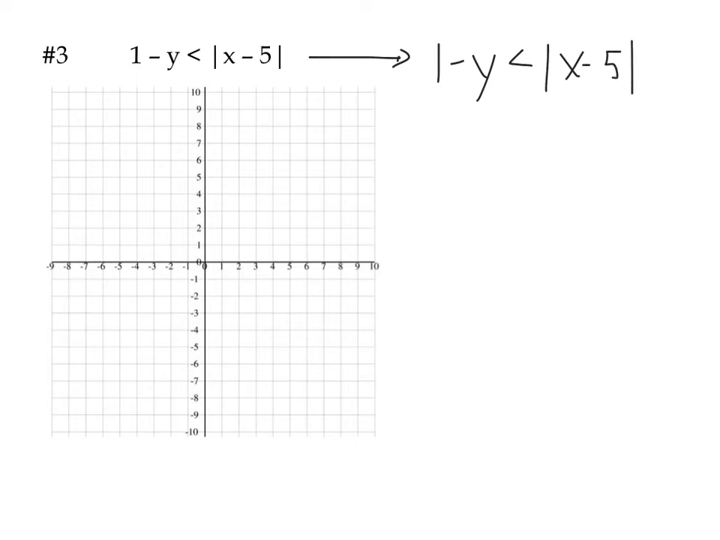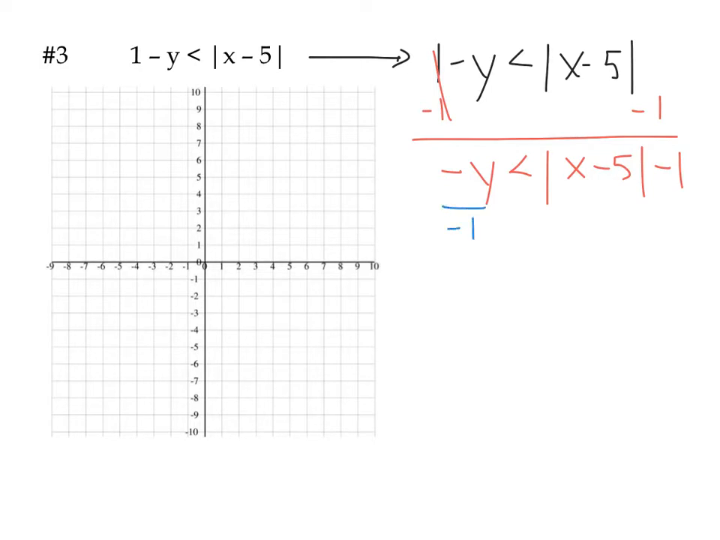So first thing we'd want to do is subtract 1 on both sides. We're going to get that y by itself. So we have negative y, don't forget that negative sign, less than absolute value of x minus 5, and then minus 1. Okay, right? We can't subtract the negative 1 from the 5 that's in the absolute value. And now we're going to divide everything by negative 1.